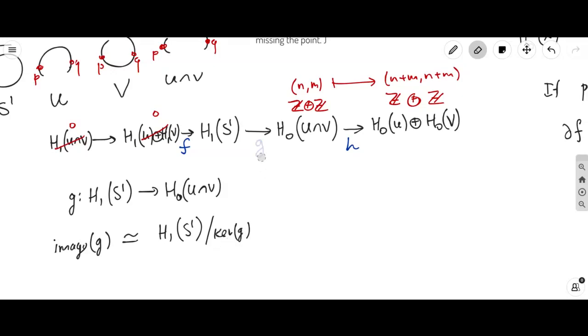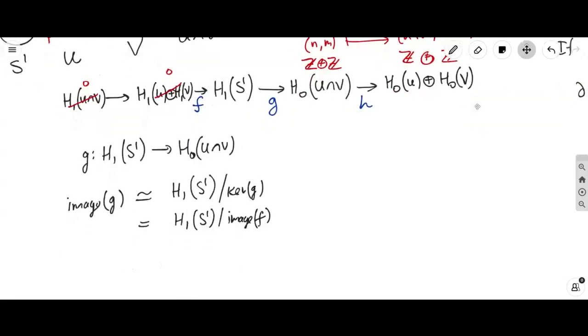So the kernel of G, that's the kernel of the outgoing map, is equal to the image of the incoming map, so that's the image of F. But F is the 0 map, because this is the 0 group. So you're modding out by 0, and in the end you're just getting something that's isomorphic to H1 of S.